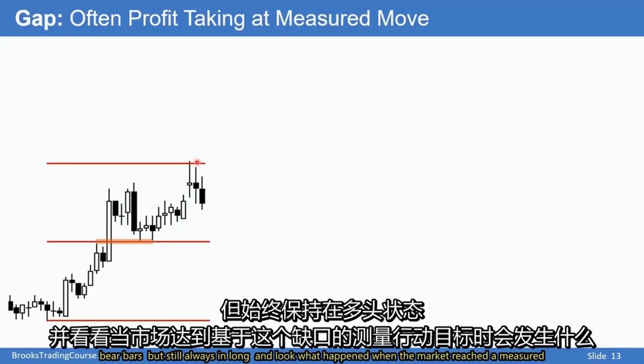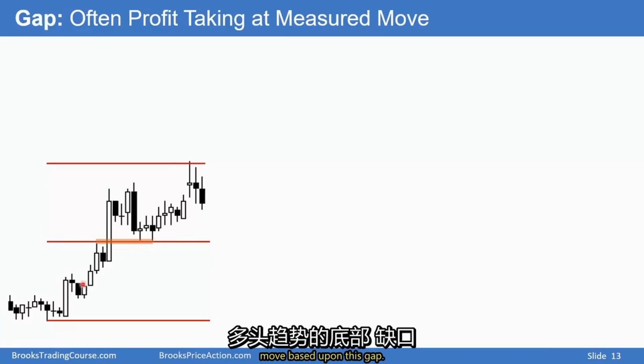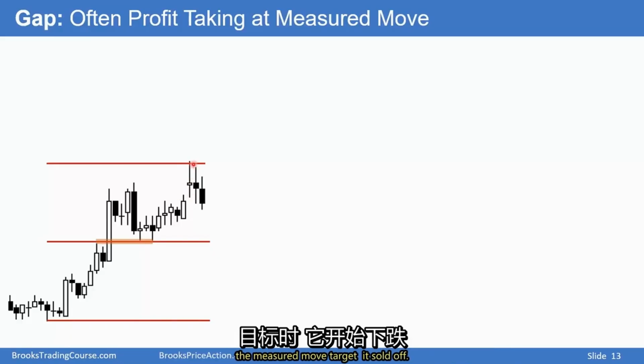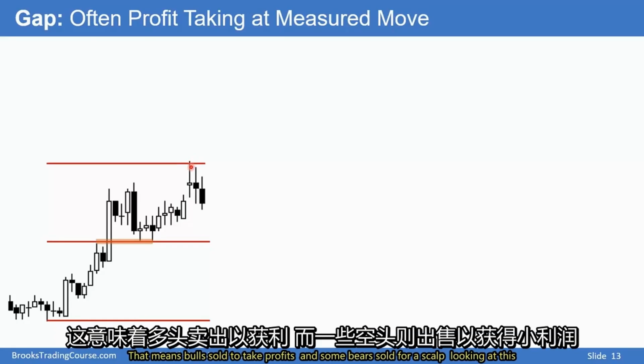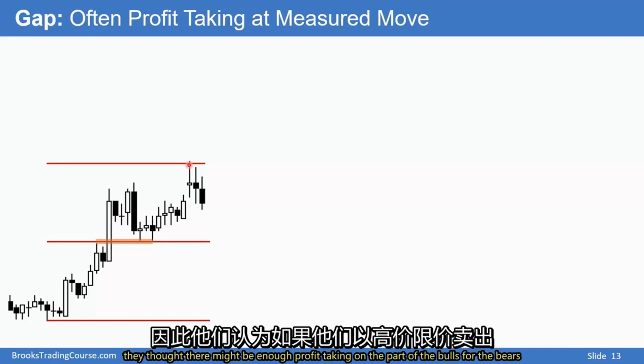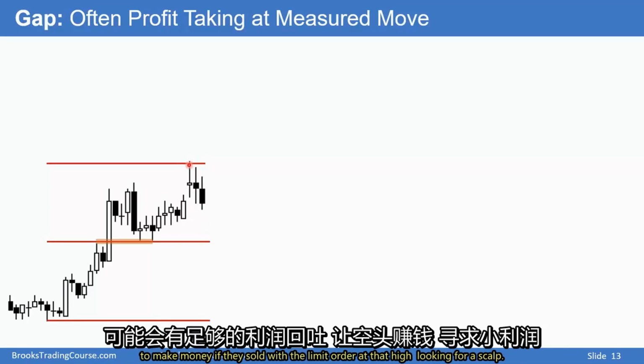And look what happened when the market reached a measured move based upon this gap. The bottom of the bull trend, the gap, possibly the middle of the bull trend. When it reached the measured move target, it sold off. That means bulls sold to take profits, and some bears sold for a scalp, looking at this rally as not very strong, plus pretty good selling pressure here and here. Therefore, they thought there might be enough profit taking on the part of the bulls for the bears to make money if they sold with the limit order at that high, looking for a scalp.